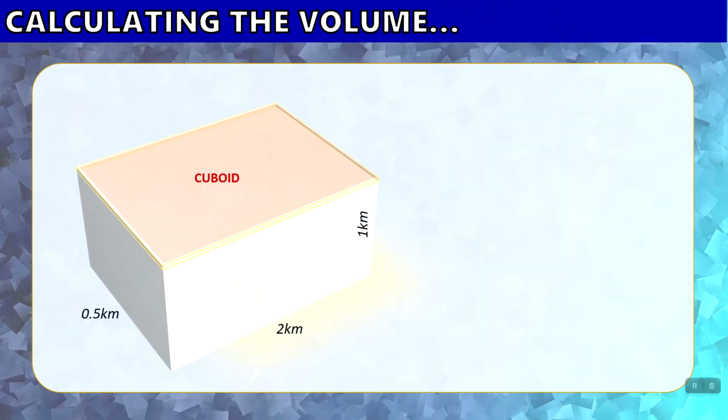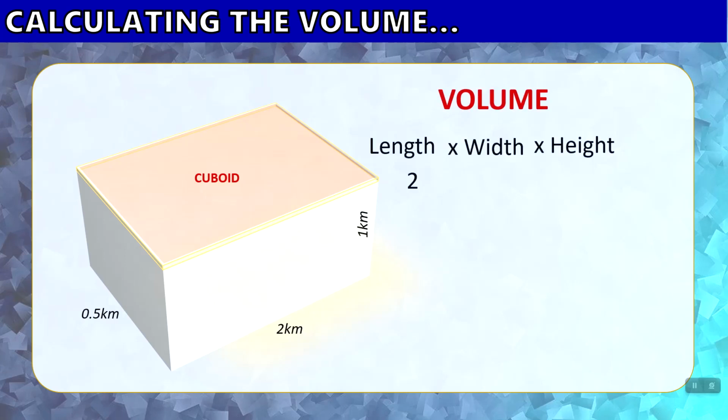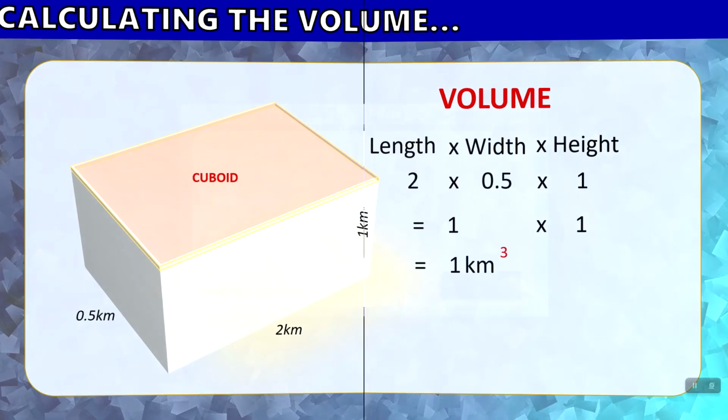Let's take a look at this cuboid. The formula for a cuboid, again, is length times width times height. The length of this cuboid is 2 kilometers, multiplied by the width of 0.5, multiplied by the height of 1. Well, we know 2 times half of 2 is 1, times 1 gives us 1. So the volume is 1 kilometer cubed.